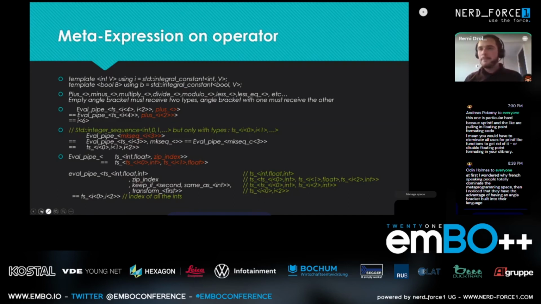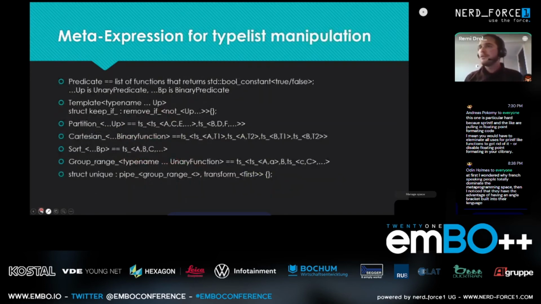Comment the line. Okay, so I have a couple of meta functions for type list manipulation. Basically, everything you expect from the std library. So keep if is a filter, remove if, we already know what it is. Partition, which basically is a fork of keep if and remove if.